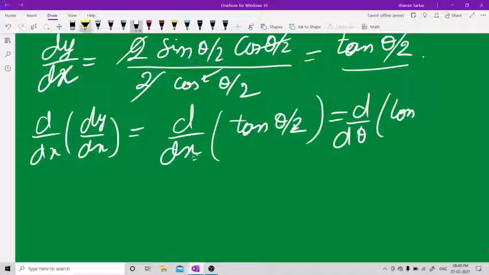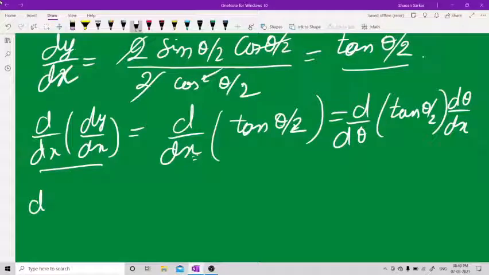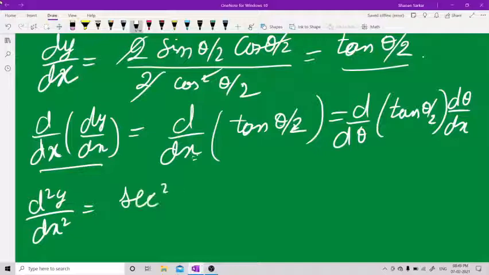Now this becomes d2y by dx2. The derivative of tan theta by 2 is sec square theta by 2, and the theta by 2 will give me half. This part is done.